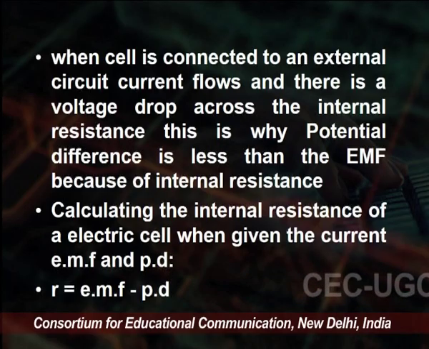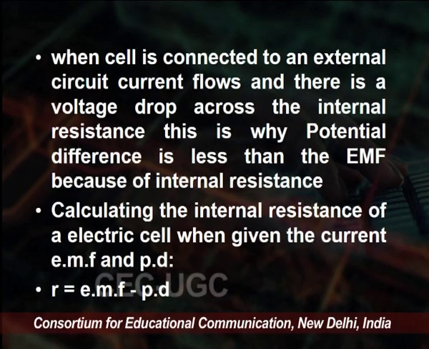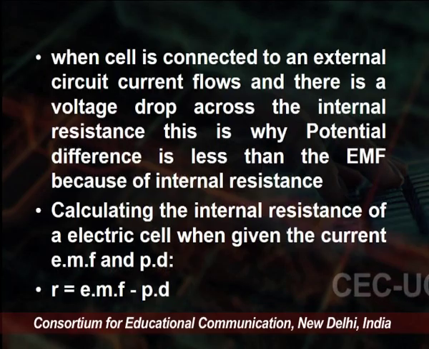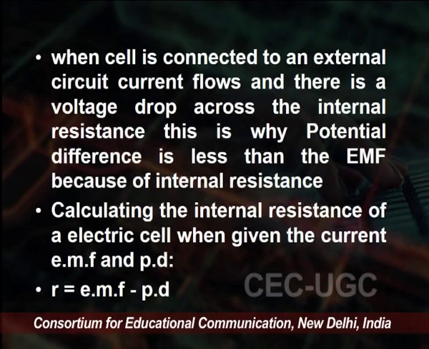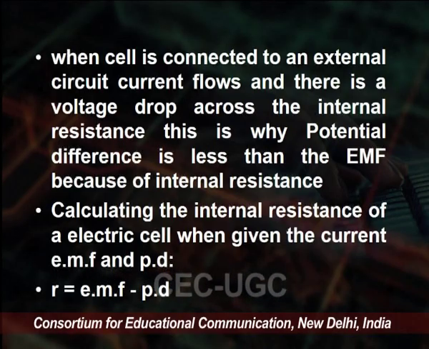This means the potential difference that is generated will be less than that of the EMF. Why is it so? Because of the internal resistance. So, calculating the internal resistance of an electric cell when given the current, EMF and the potential difference: R, that is the internal resistance, is equal to EMF minus PD, where EMF is electromotive force and PD is potential difference. So we can calculate the internal resistance.